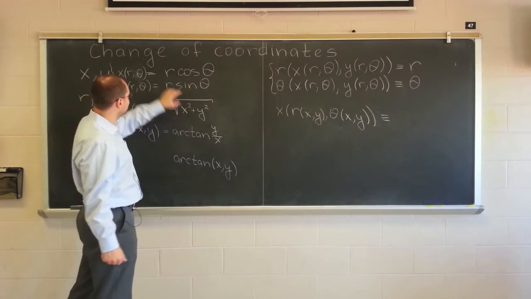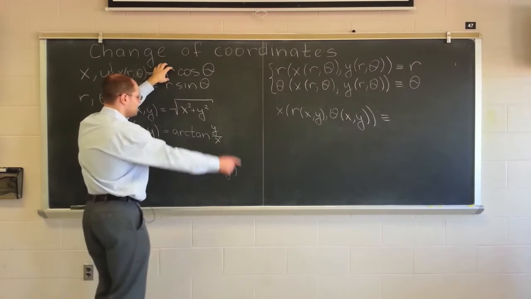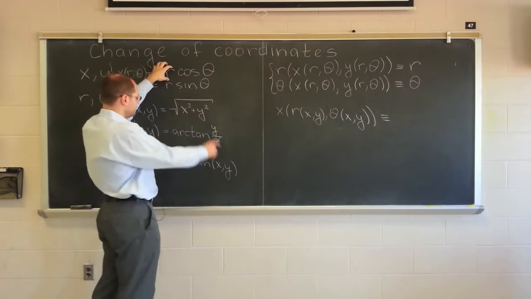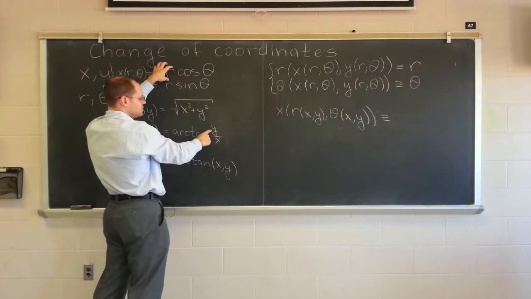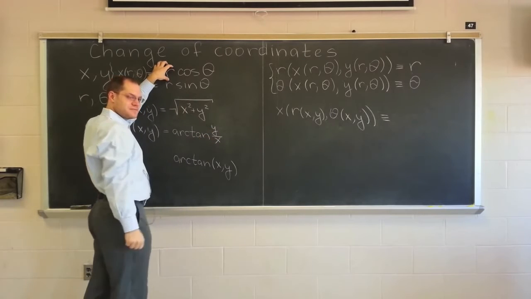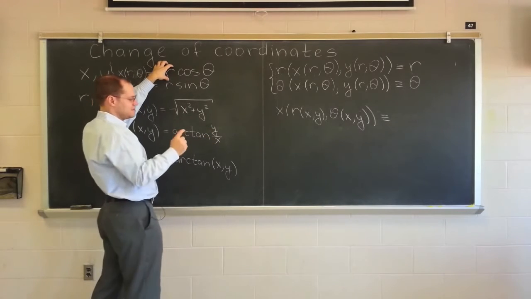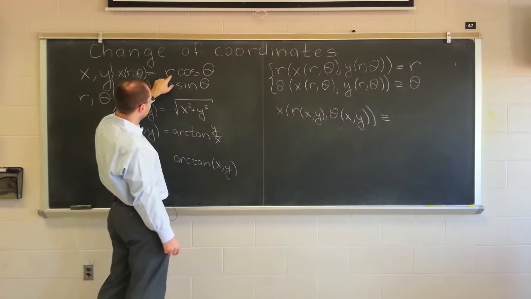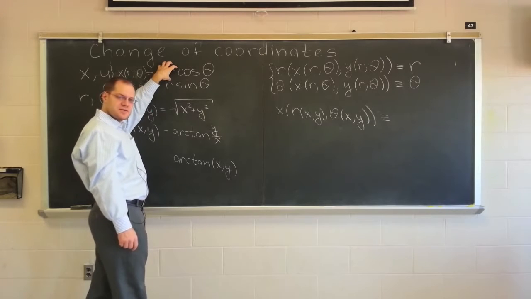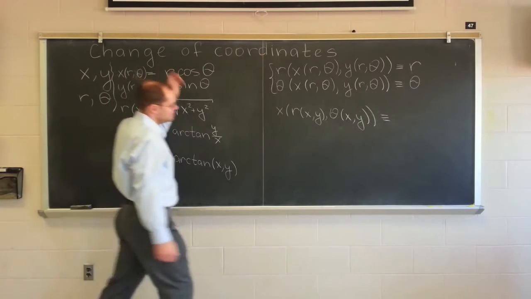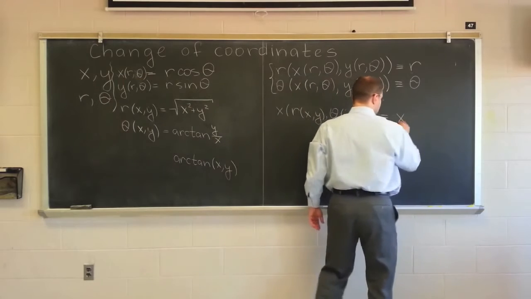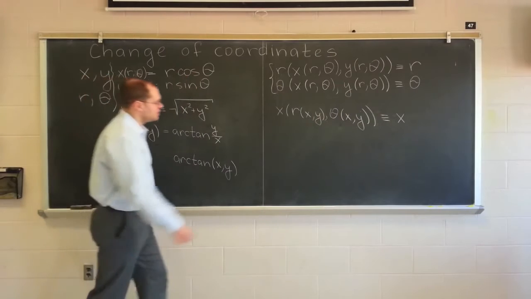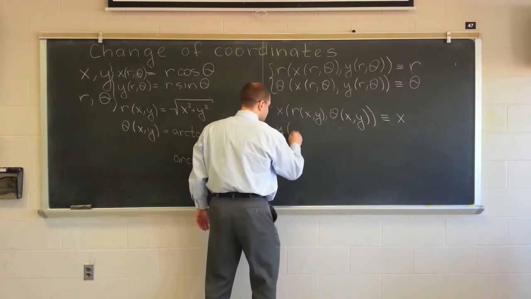Plug in x squared plus y squared for r, and plug in arctan of y over x for theta. You would have to find the cosine of the angle whose tangent equals y over x. And of course, the cosine of that angle is x divided by square root of x squared plus y squared, which would cancel this square root of x squared plus y squared. And the result will be x, just like we could have guessed. Not as easy to see, but pretty much the same thing. And of course here, we would get y. So that's an alternative statement.